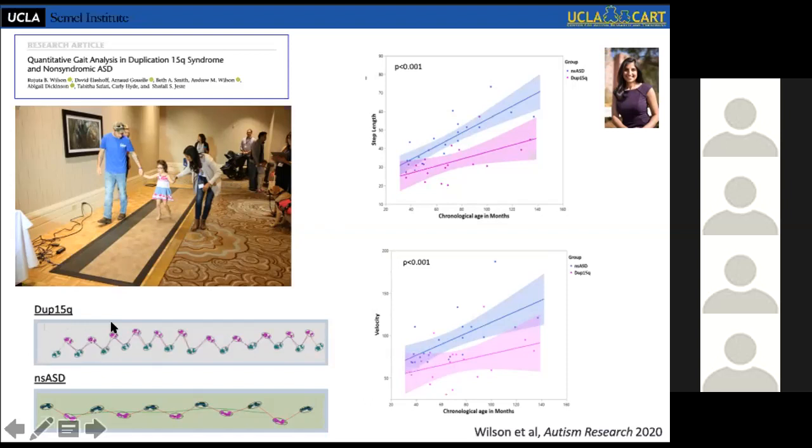And you can see this is a gait map of Dup15q compared to a child with non-syndromic autism. And you can see differences. And what she found were there were differences in all kinds of aspects of the gait, including velocity, step length, other domains as well. And this was something that could be really nicely quantified. So this is a measure that we absolutely can use in future trials rather than relying on these standardized measures maybe of motor function.